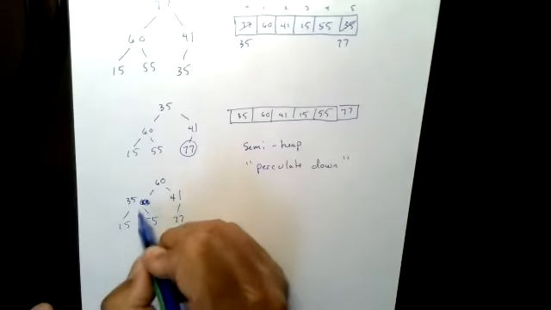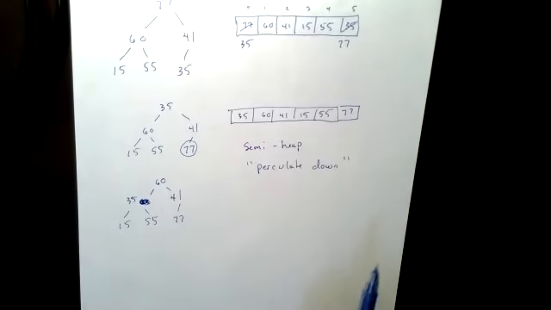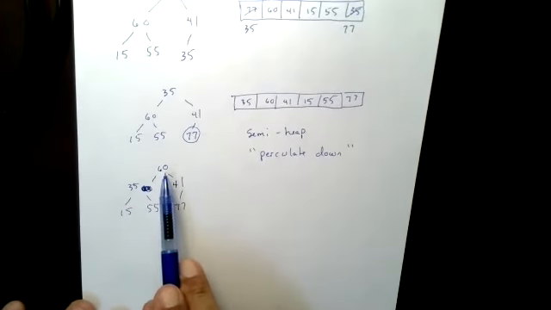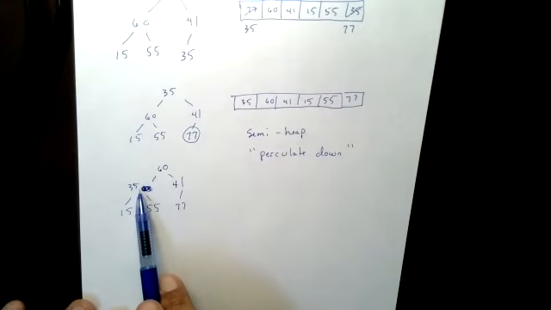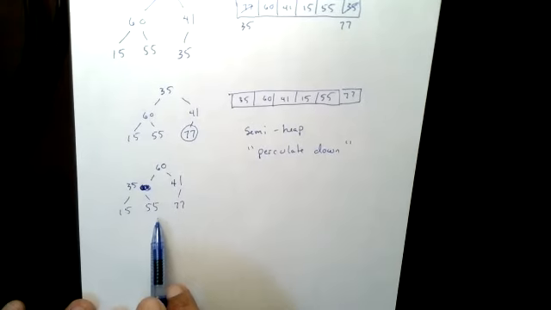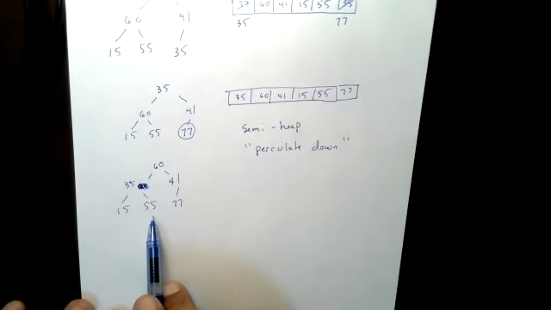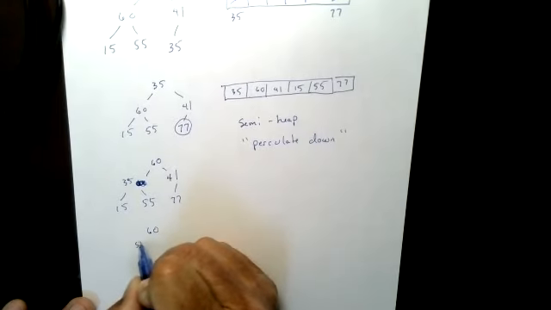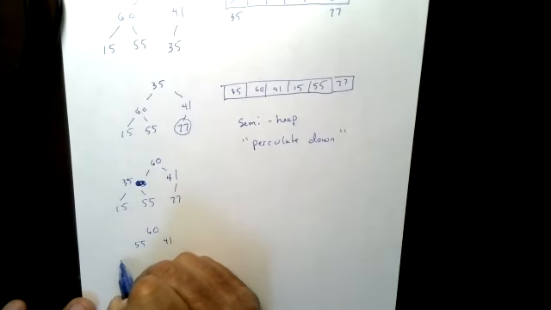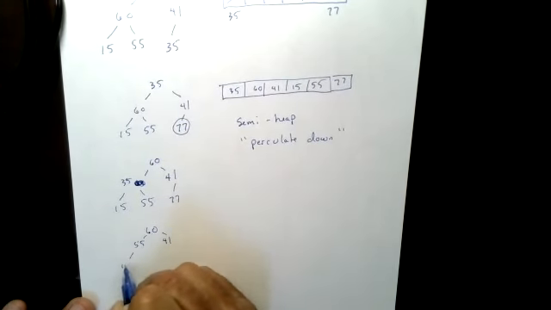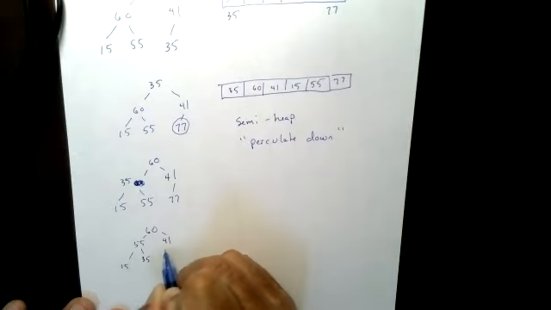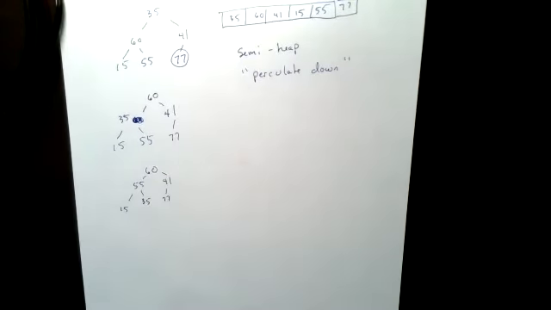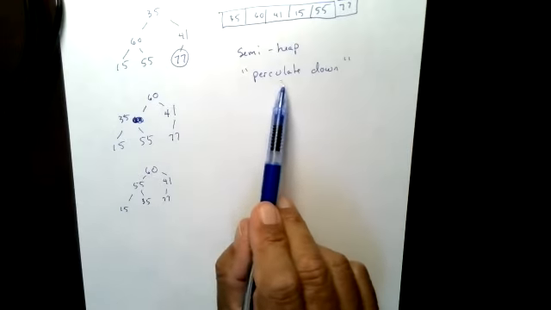In fact, my percolate down is going to continue if I can. 35 is now going to go where? In place of 55. So now I have 60, 55, 41, 15, 35, and 77. So now my semi-heap has become a heap again by using percolate down.